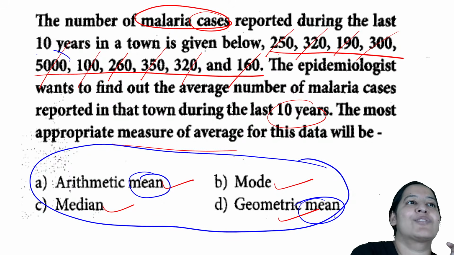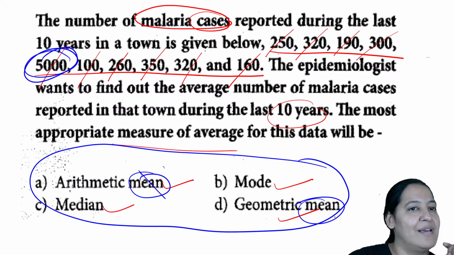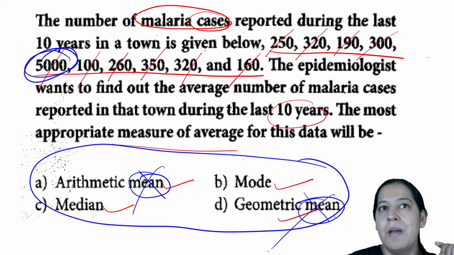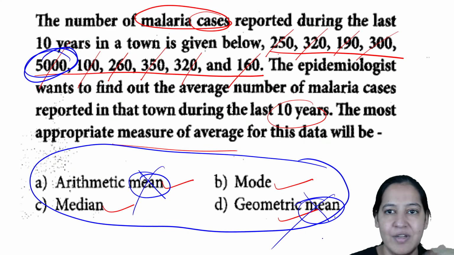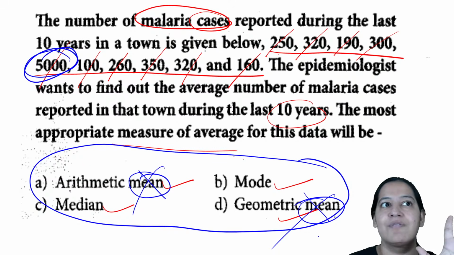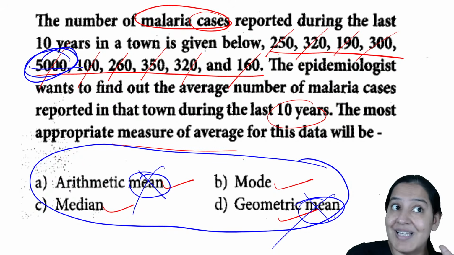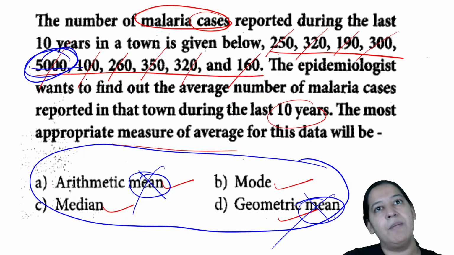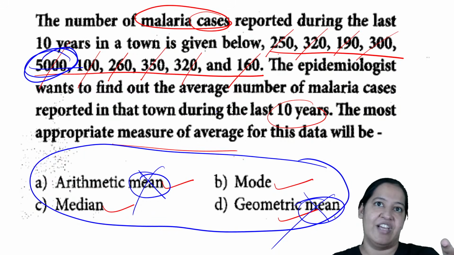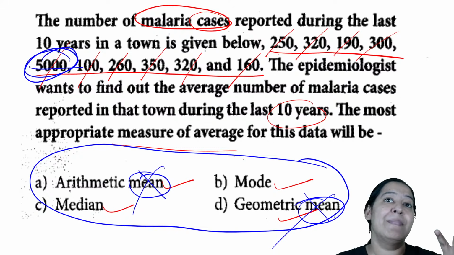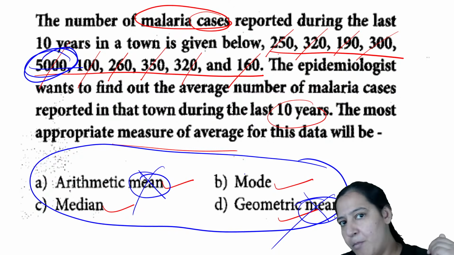Because one of the values is extreme, 5,000. So mean will be affected most. So we cannot calculate mean. If you calculate mean, it will not represent the true average. It will be like a misnomer. Done. We cannot take mode here.